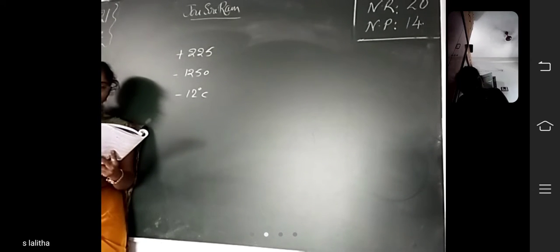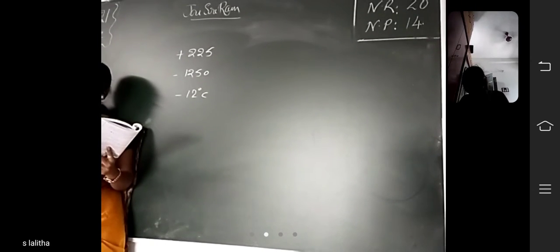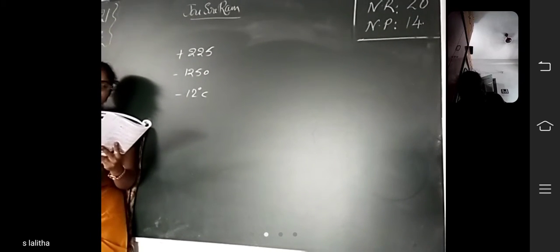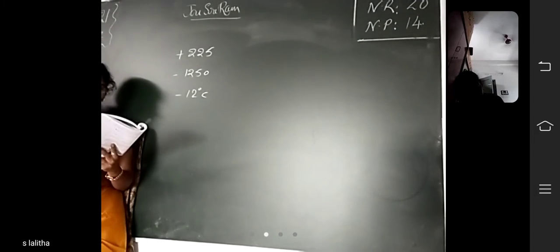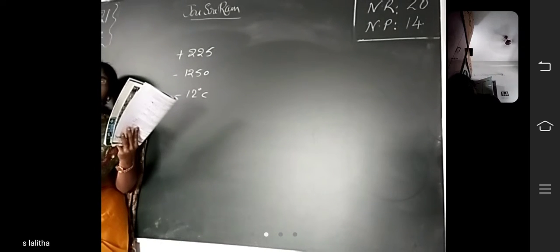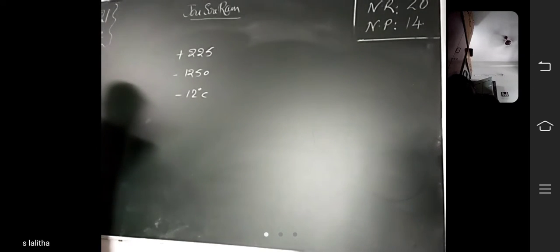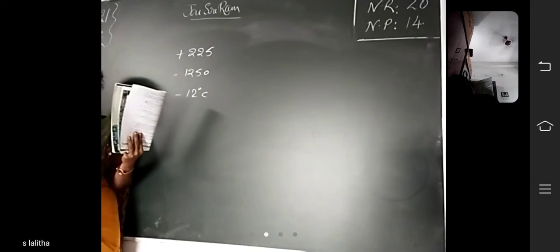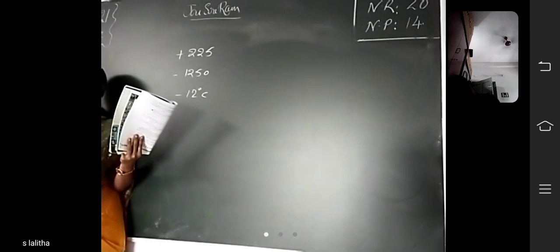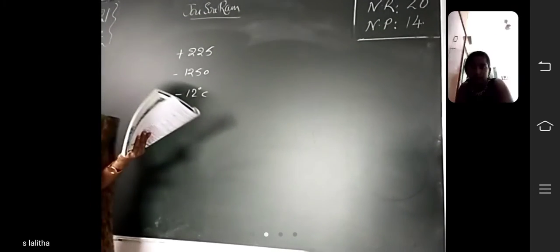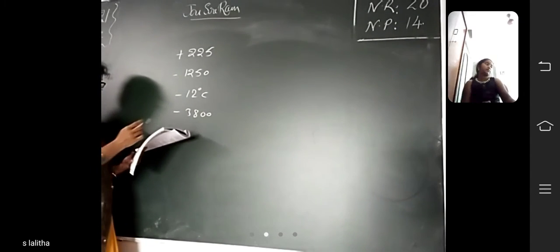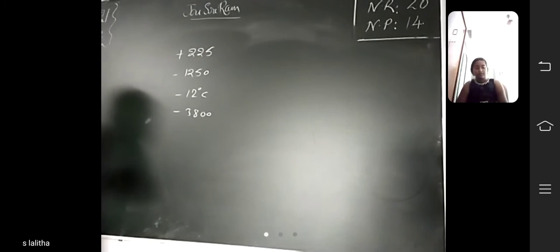Next, Ravi withdrew rupees 3,800 from an ATM using his debit card. Withdrawn means he is taking the money from the bank with the debit card. So is it positive or negative? He has taken the money, so you should write minus. So minus 3,800. Okay? Did you understand?